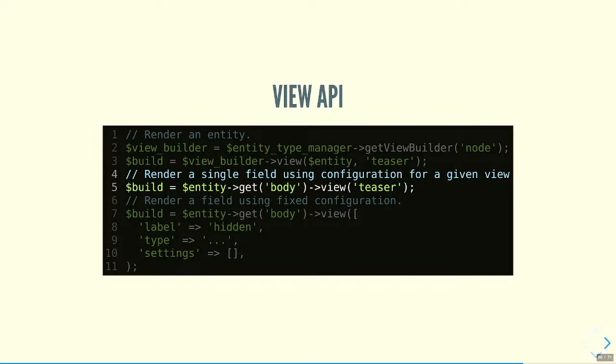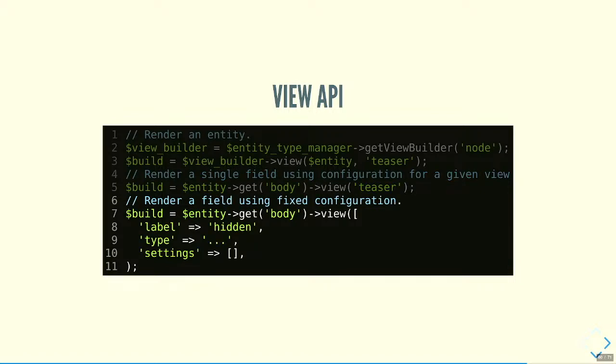There are two options. One is you pass in a configured view mode, or if you don't want to rely on configuration, you can also pass in an array of the exact configuration how you want it to be. So in this case, we don't want to have a label, and we have no settings for the formatter. When you're not sure what to pass, you can configure it in the UI and then have a look at the exported, saved view display configuration. You can basically take that YAML definition and put it right in here.